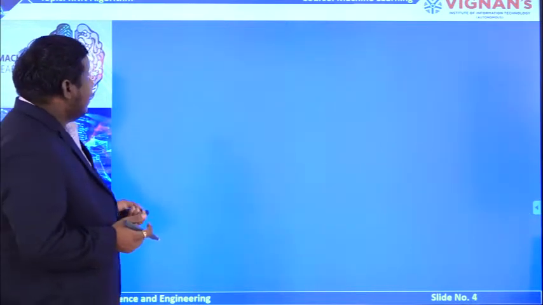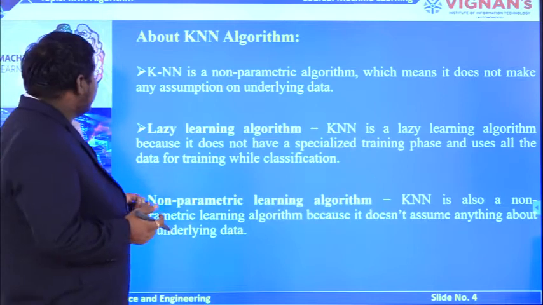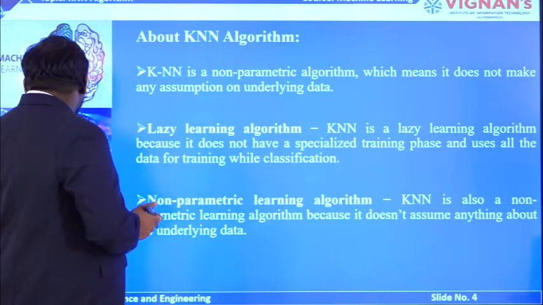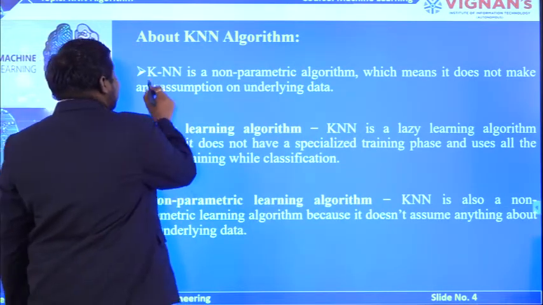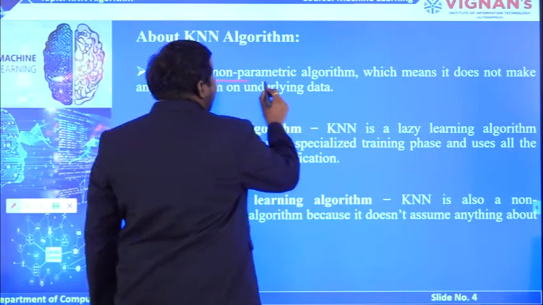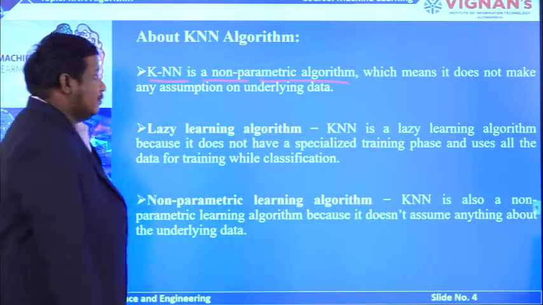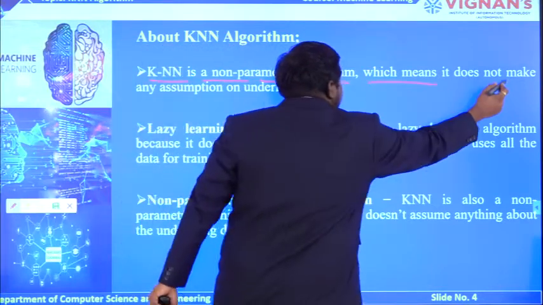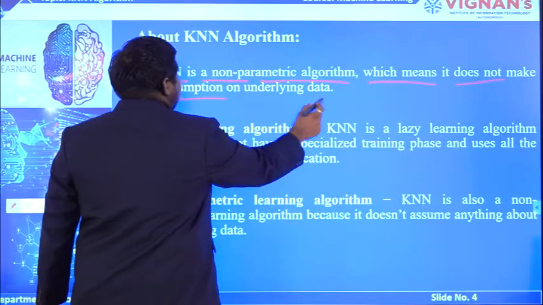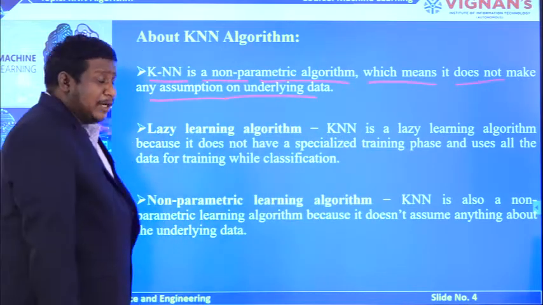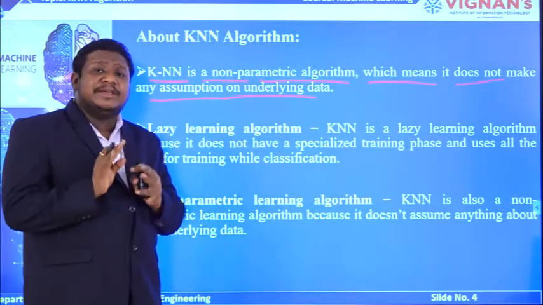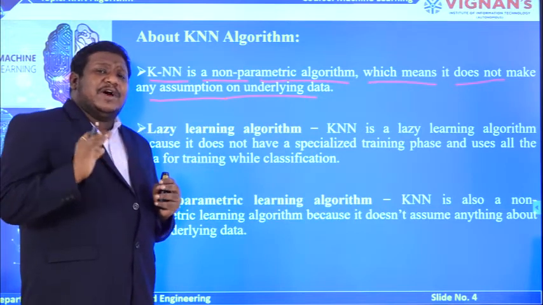Okay, let us continue with some other points regarding this KNN algorithm. KNN is a non-parametric algorithm. You may have a doubt, what is this non-parametric algorithm? Here I have given: it means it does not make any assumptions on the underlying data. So what is an underlying data?